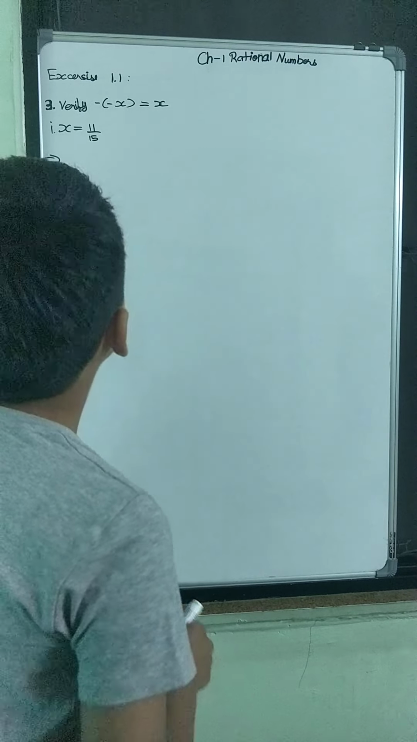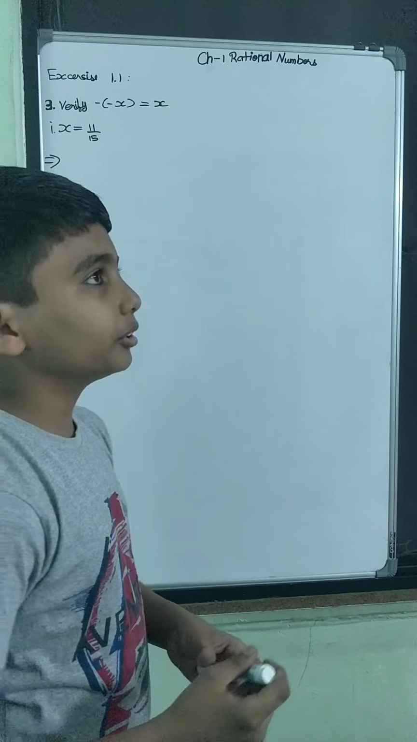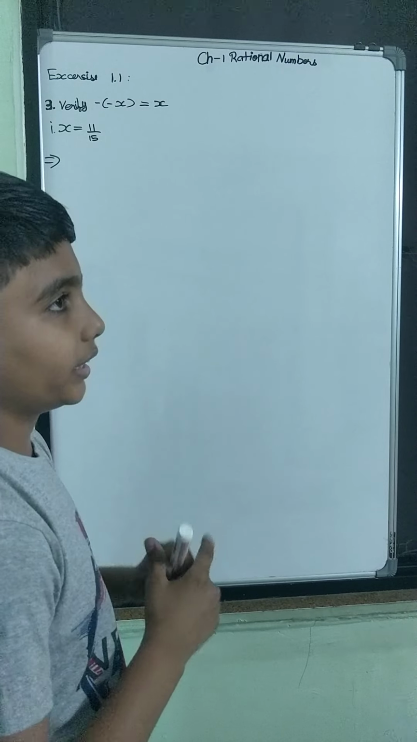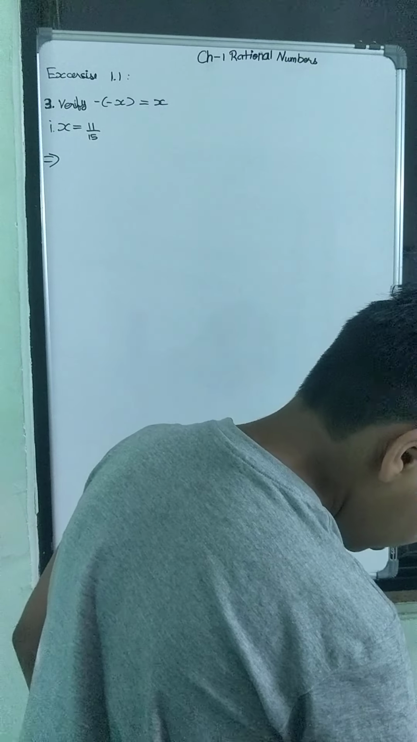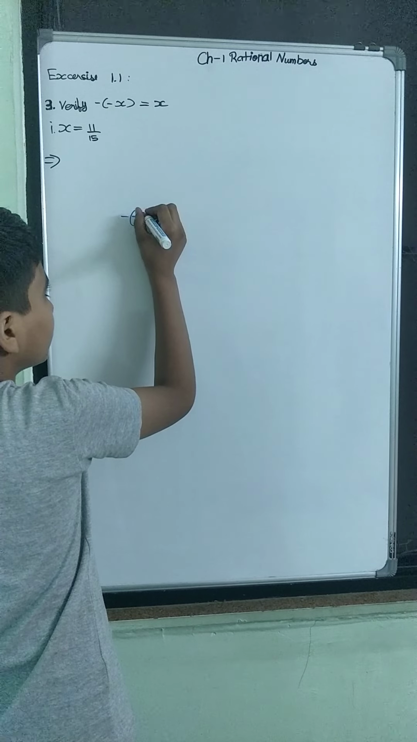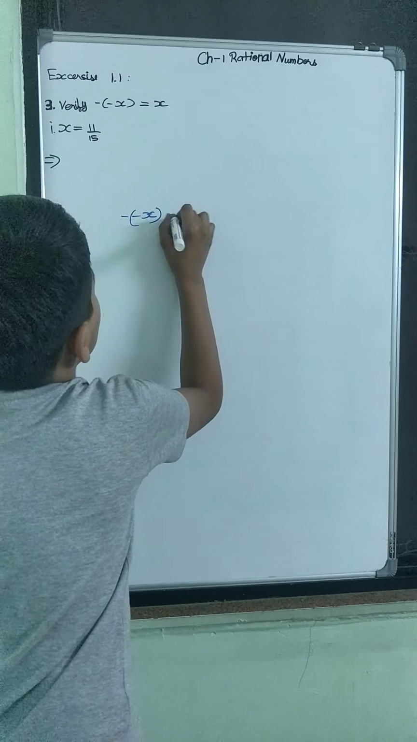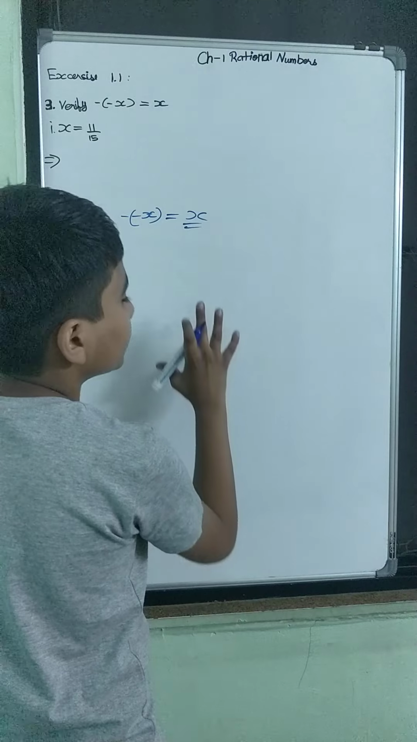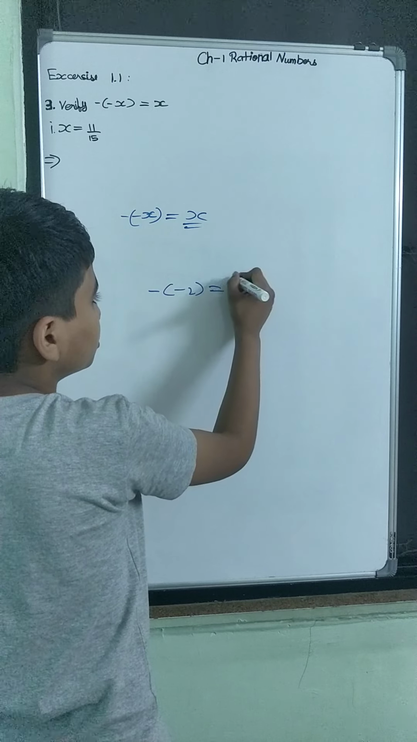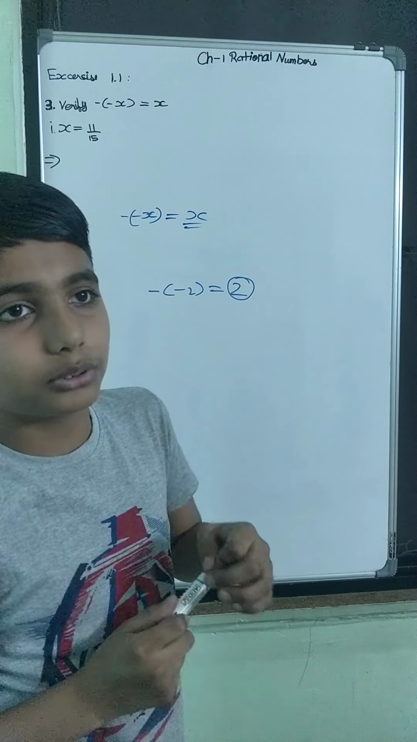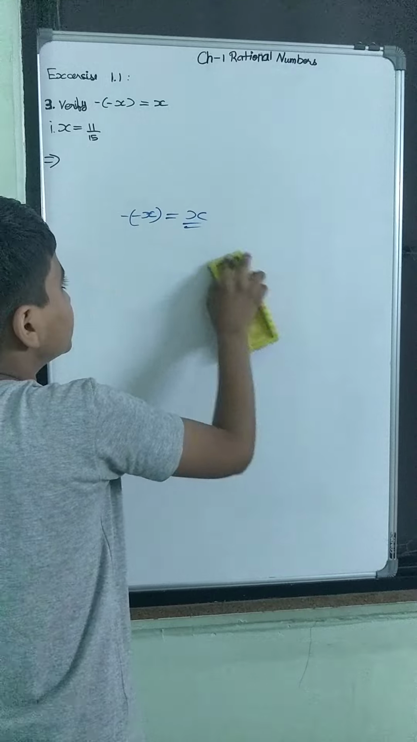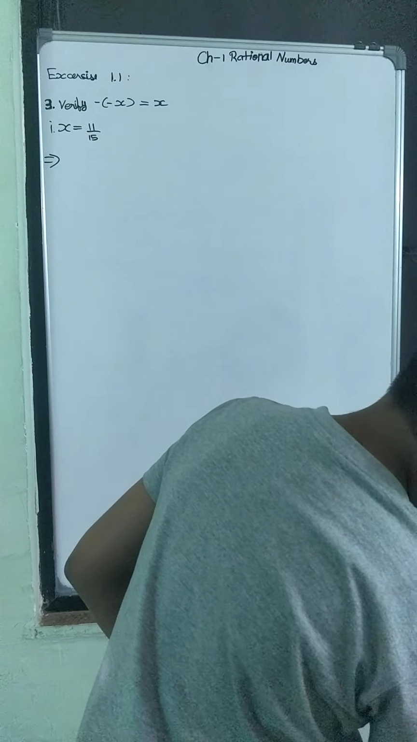So let's get started. Question number 3. Our question number 3 in exercise 1.1 is verify minus x is equal to x. So what do we have to verify in this question? We have to verify that when we take the value of x and put it in a double minus sign, the answer should be the value of x. We already know that in integers we have learned that minus minus 2 is equal to 2. So the outcome will always come as a positive integer, as you already know. Now let's see how it comes.